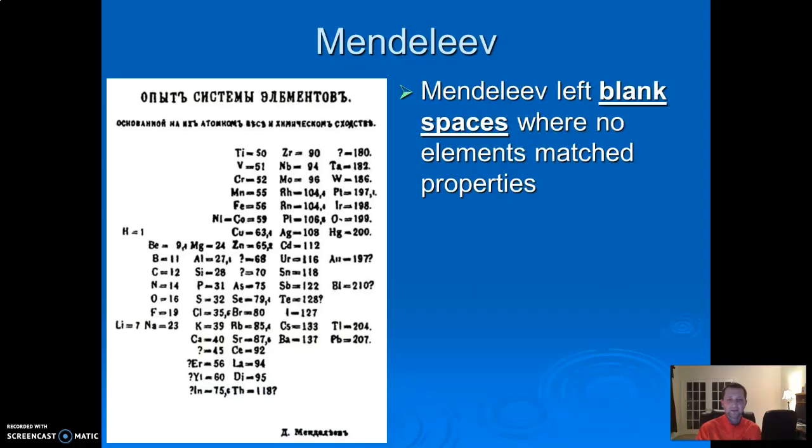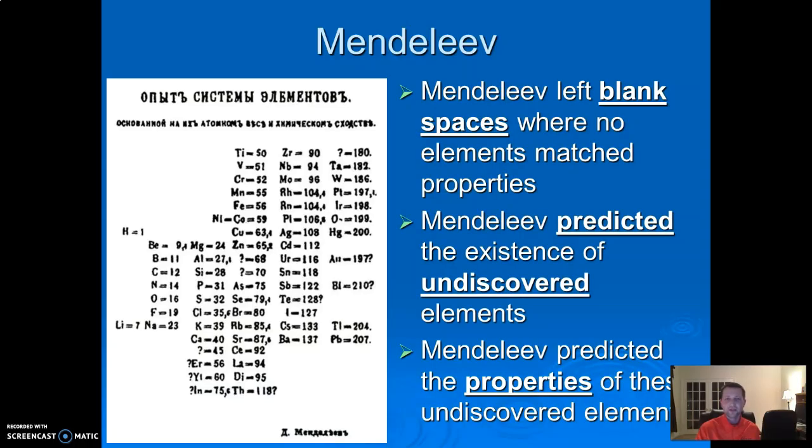All right, this is Mendeleev's original periodic table. I just think this is so neat. Mendeleev left blank spaces where no elements matched properties. So not all the elements were discovered, obviously, when Mendeleev was making his table. So he left blank spaces where there wasn't an element to put there. I just think this is so neat because he basically discovered undiscovered elements, right? He knew elements should go in these blanks. He knew everything about them, but he did not know what they actually were, right?